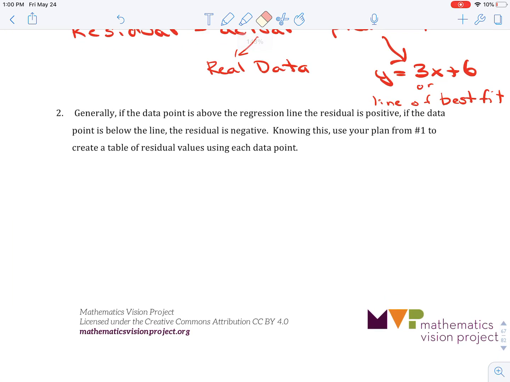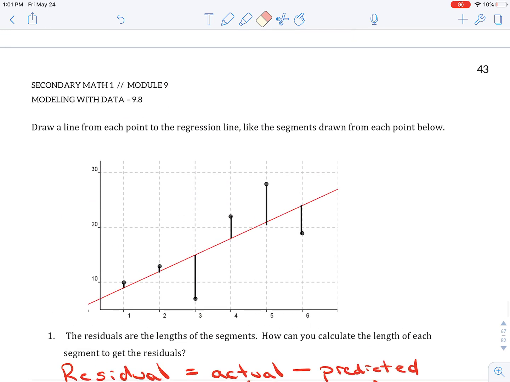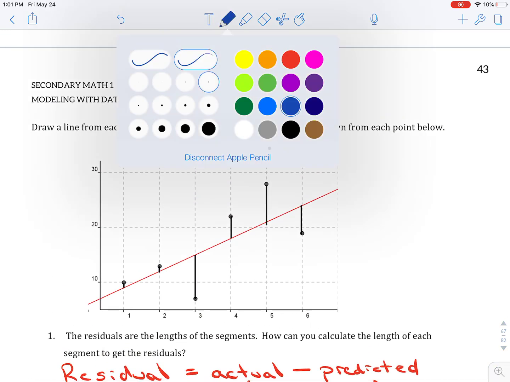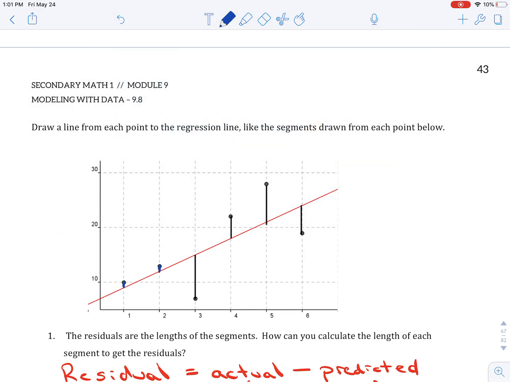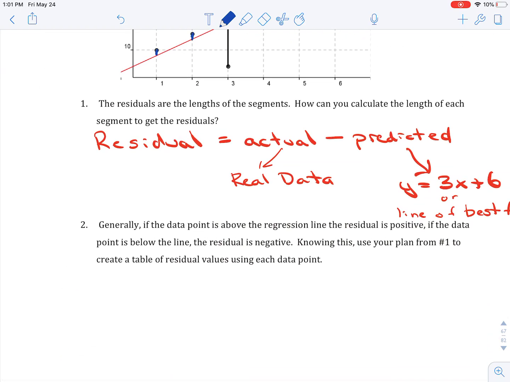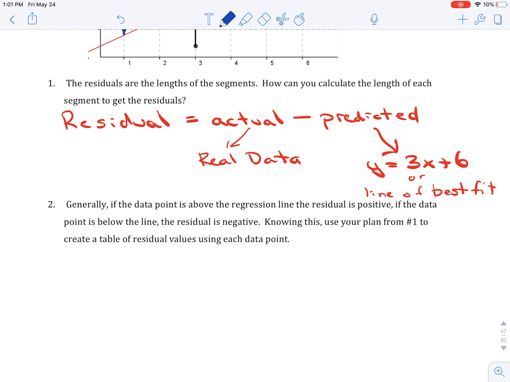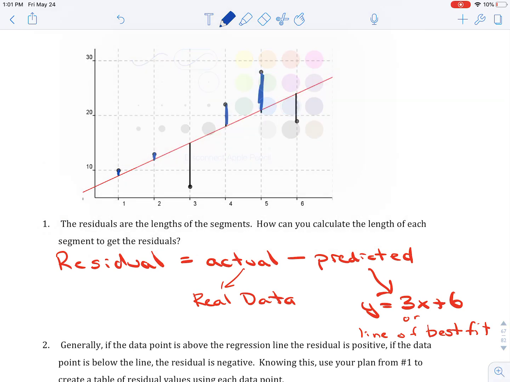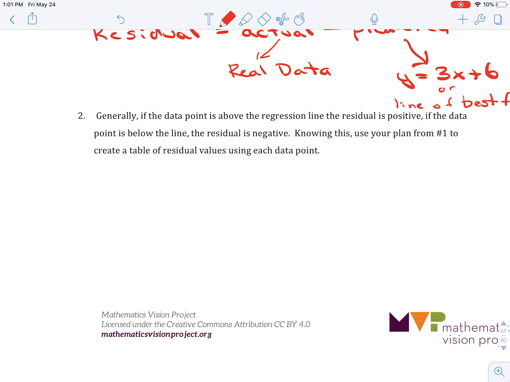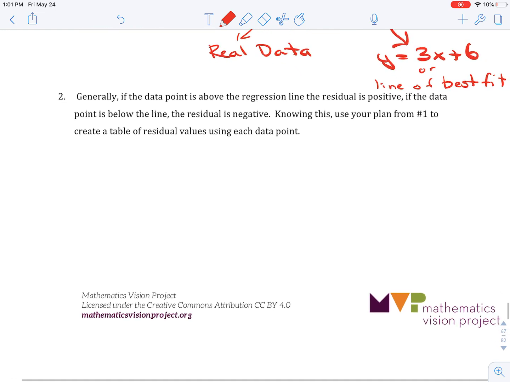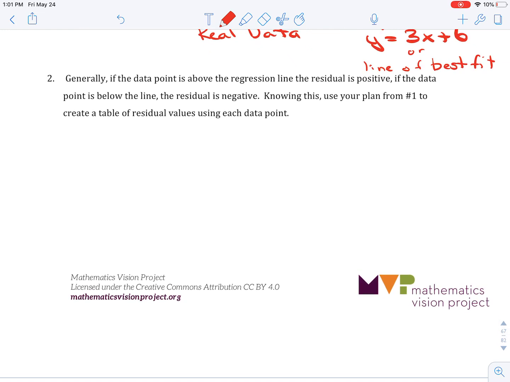Okay, generally if the data point is above the regression line, the residual is positive. So that would be, I'll use blue, positive residual. And if it is below the line, the residual is negative. There. Knowing this, use your plan from number 1 to create a table of residual values using each data point.